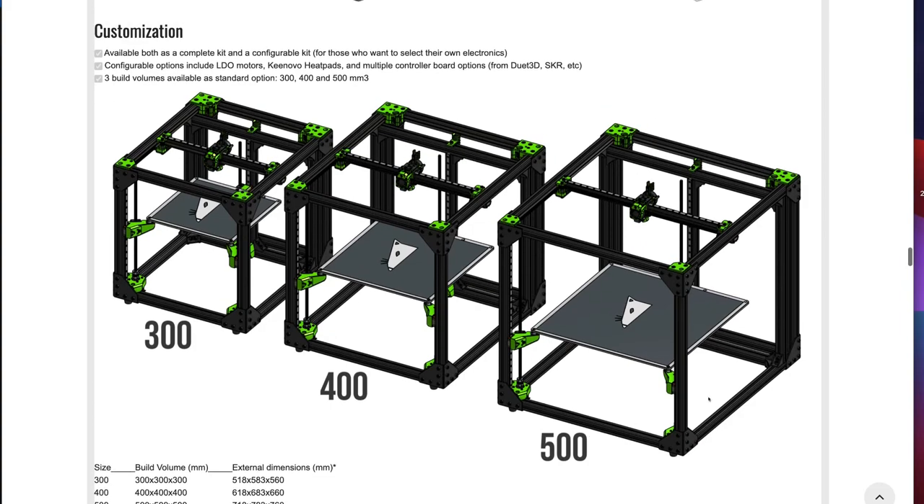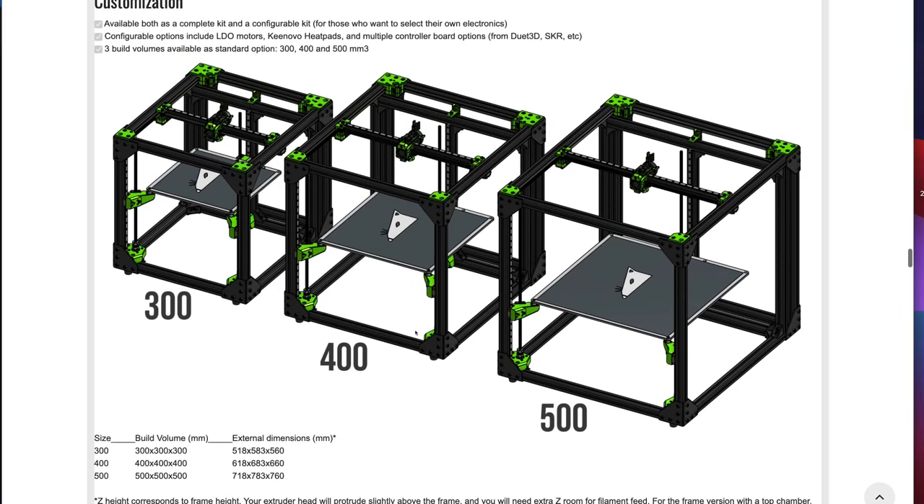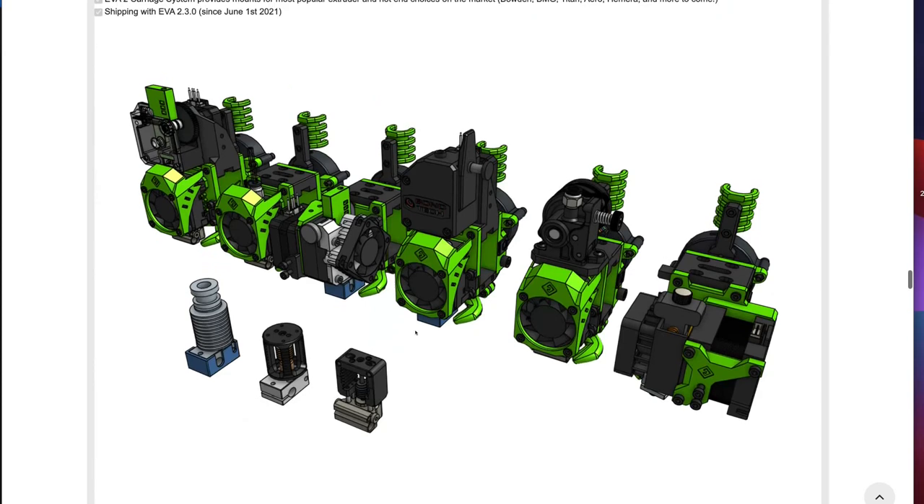Absolutely brilliant. I love this printer. It's amazing. So let's get into the next part. You've got three different sizes. You've got small, medium, large: 300, 400, and 500.